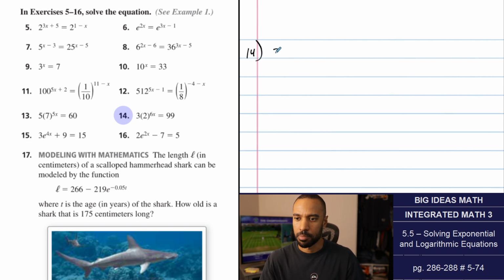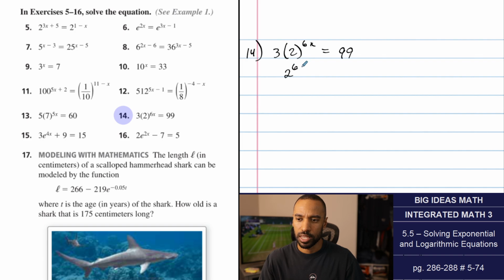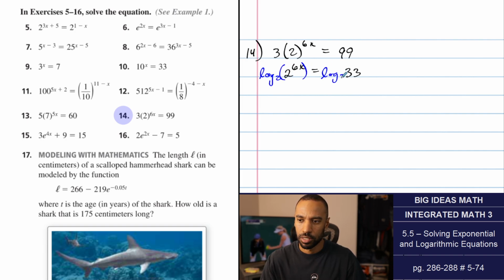Number 14, more of the same. 3 times 2 to the 6x equals 99. We have to isolate the exponential term first before doing anything else. Otherwise, it's a little more work. There are other ways we can go about solving it from there, but I'd refrain. If I divide both sides by 3, you get 2 to the 6x equals 33. Now, in this case, 2 to some power doesn't equal 33 as far as matching base, so let's do log base 2 of both sides. So 6x will equal log base 2 of 33.